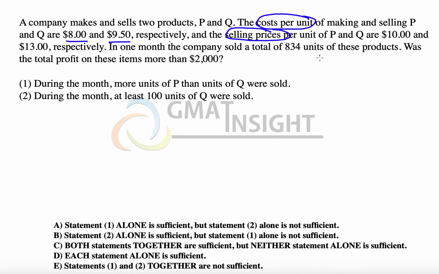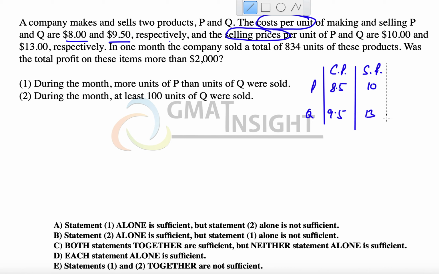Let's quickly make this grid. So the cost price, the selling price of P, Q. For P, the cost price is $8.5, the selling price of P is $10, the cost price of Q is $9.5, the selling price of Q is $13. So that's how we have the information placed here.